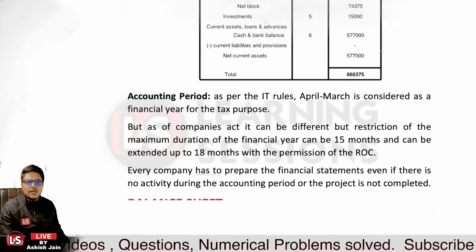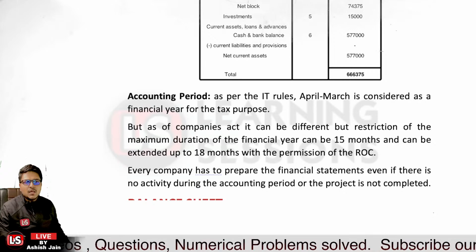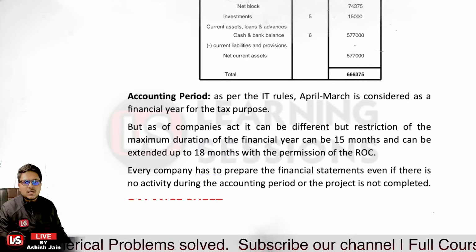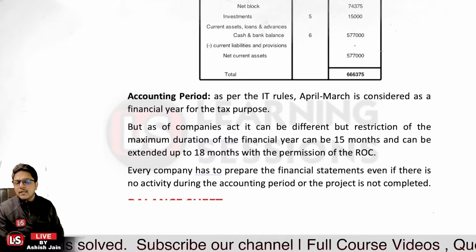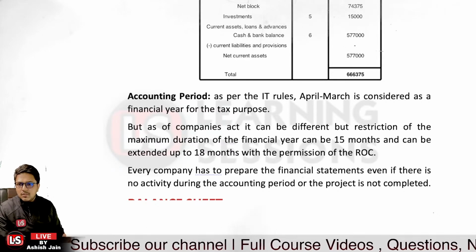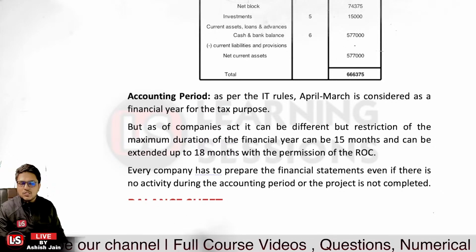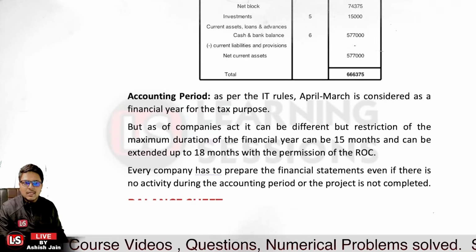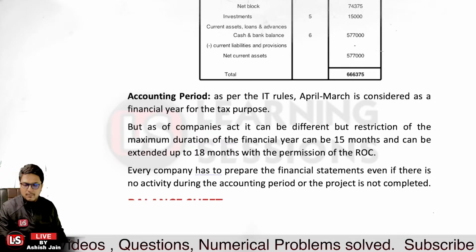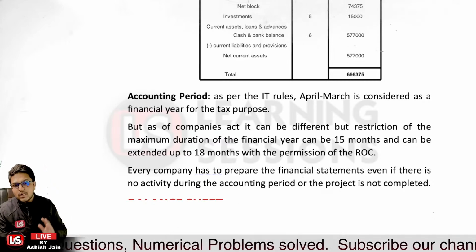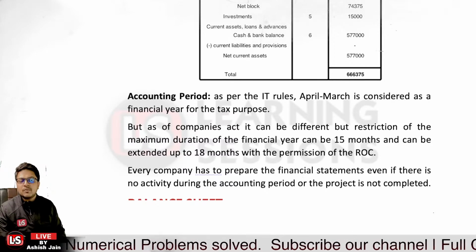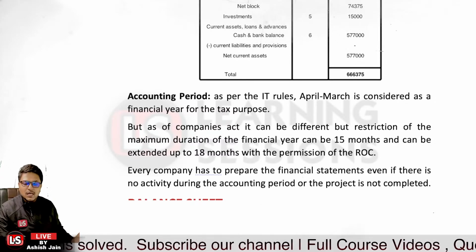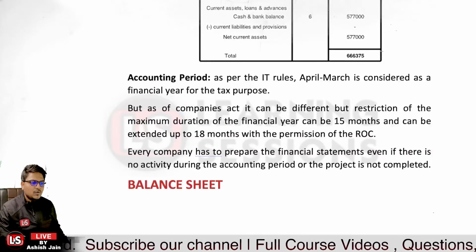Now let us have a look at the accounting period. As per the income tax rules, April to March is considered as the financial year for tax purposes. But for different industries it can be different. Further, the maximum duration of the financial year can be 15 months, and that can be extended up to a maximum of 18 months, but with the permission of the Registrar of Companies. Otherwise it is 12 months. For different industries the length of the accounting period can differ, and it can be 15 months, and exceptionally 18 months, but with the permission of the ROC, that is the Registrar of Companies. Okay, then it is related to the balance sheet.